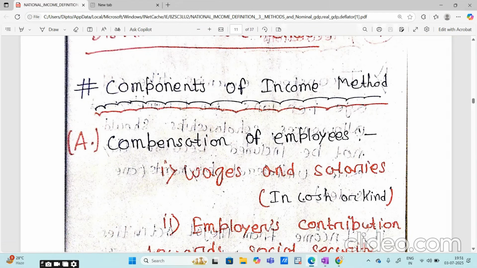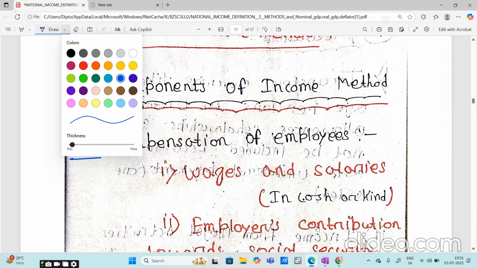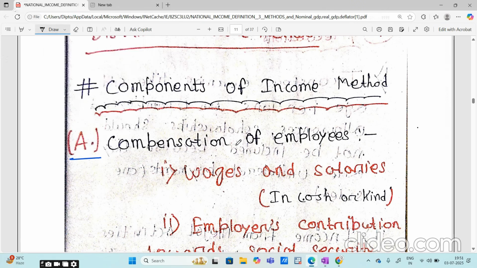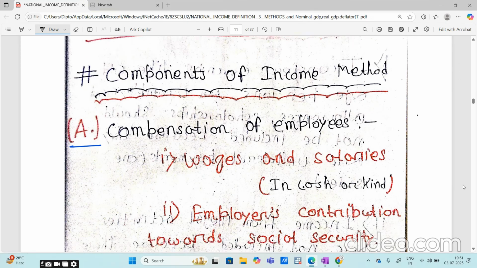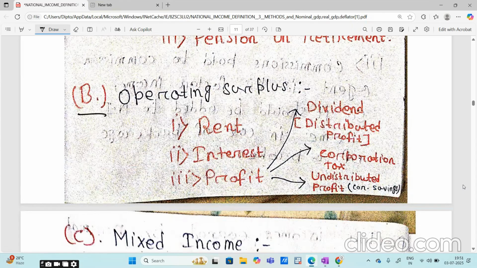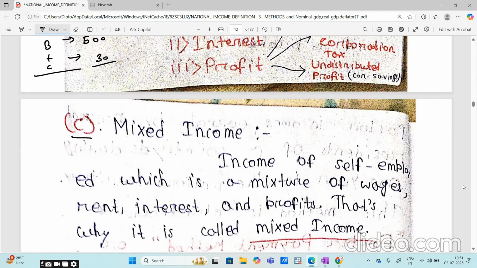There are basically 3 components. One is compensation to the employees. Second part is operating surplus. Third part is the mixed income. If you add A plus B plus C, suppose the compensation to the employees in India is 2000, the operating surplus in India is 500, and the mixed income in India is 30. So you are getting 2530 rupees.